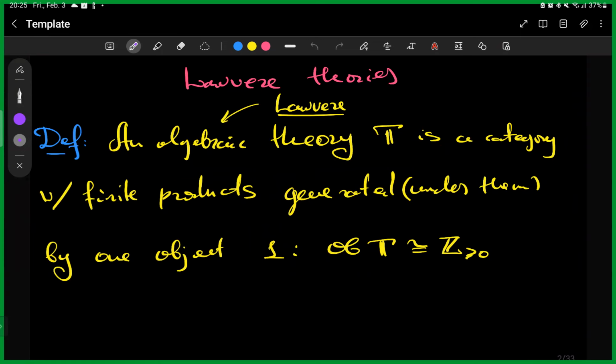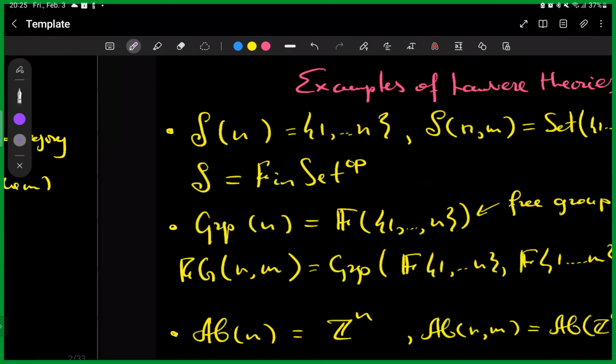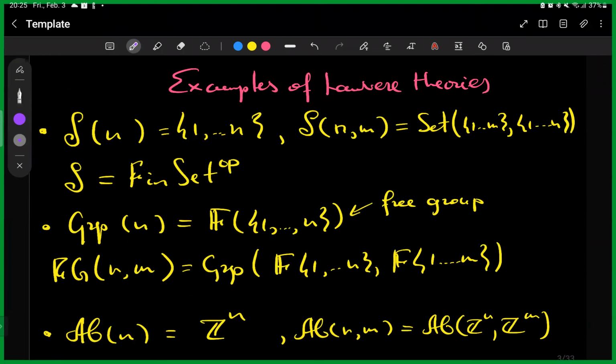So an algebraic theory or Lawvere theory is a category T with finite products, which is generated under these finite products by one object. Namely, it's usually denoted by 1. So objects of T are in bijection with non-negative integers corresponding to powers of 1. And the language of Lawvere theories is quite convenient because it allows us to present many familiar notions of algebraic theories. So some examples. So first of all, we have the initial Lawvere theory.